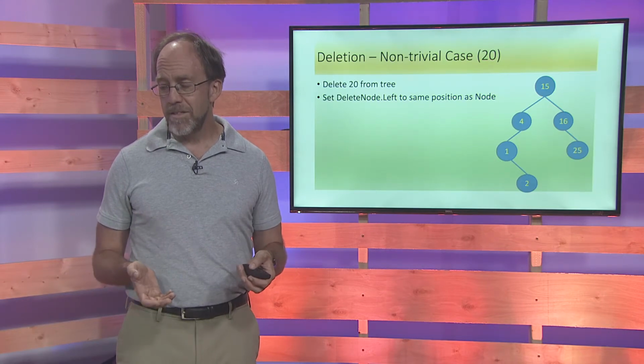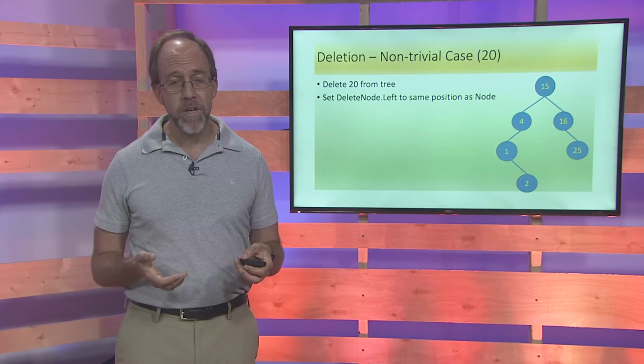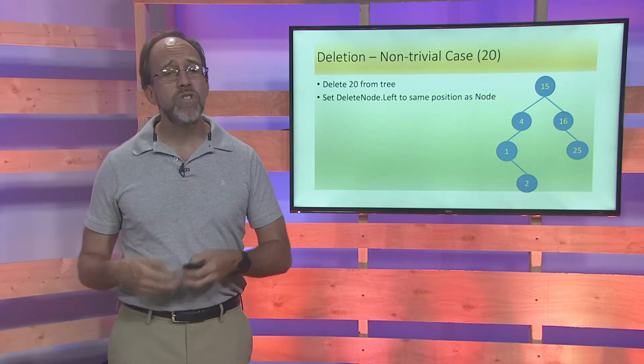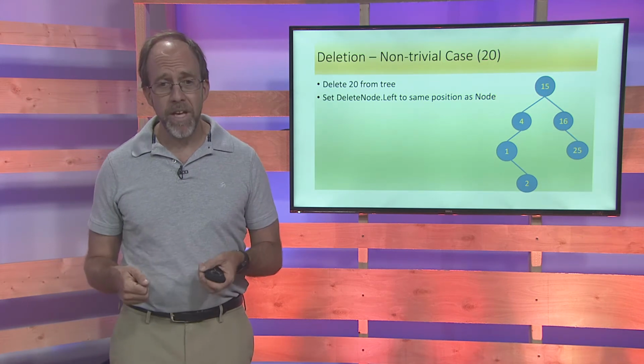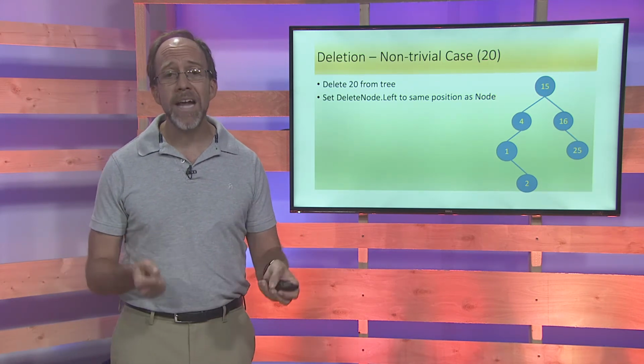And voila, that's what you should get if you did the deletion of the 20 from the node. And again, realize it wasn't trivial because you did have to move something. You couldn't just go in and delete something out. Pointers had to be changed to make it work. It wasn't hard, but it's still something that you had to do.